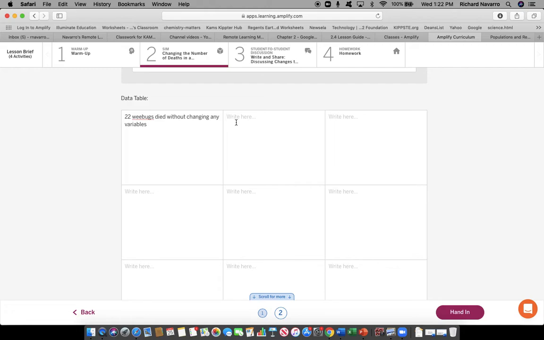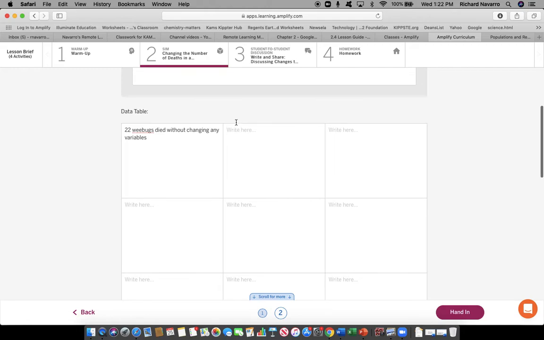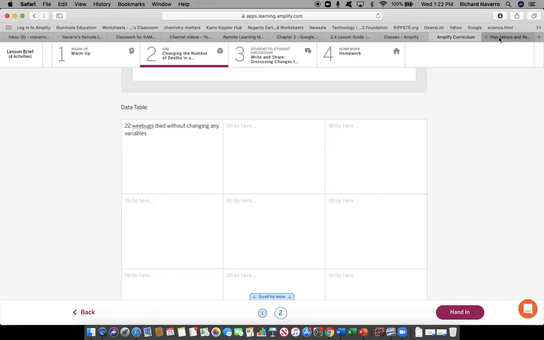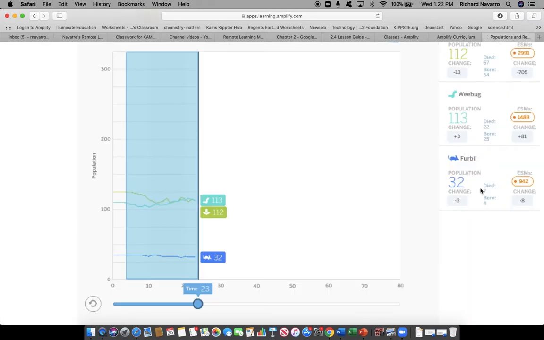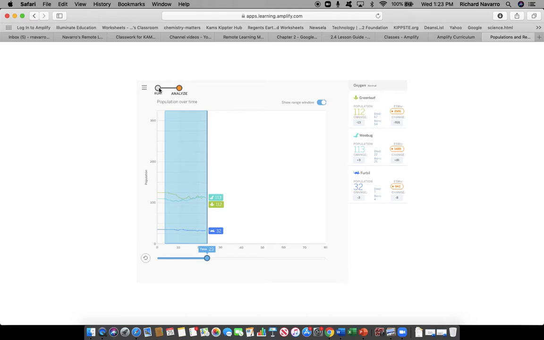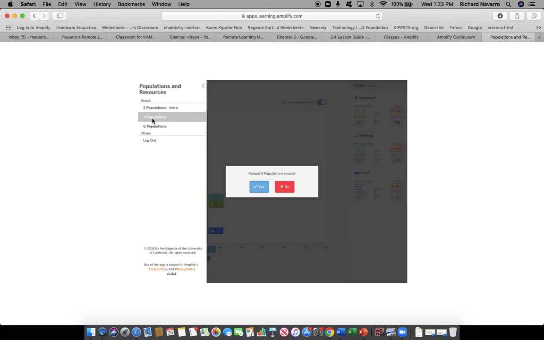Next, we're going to change the simulation where we are going to decrease the population of furbals, and we're going to do so dramatically. The starting population of furbals was about 32. It's held fairly steady across time. So now when we go back to our simulator, we are going to actually change that population.